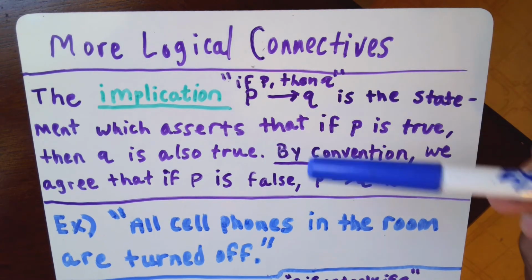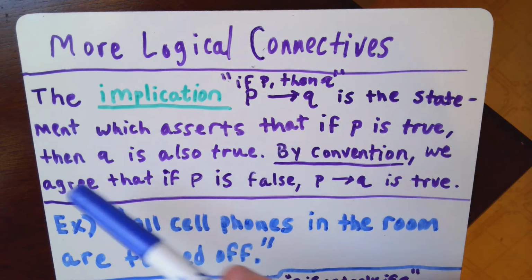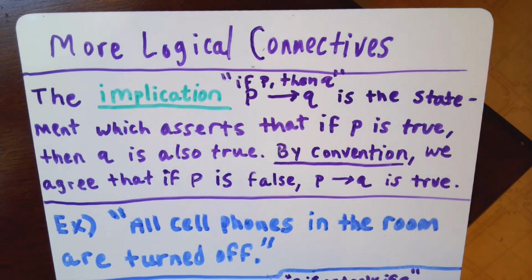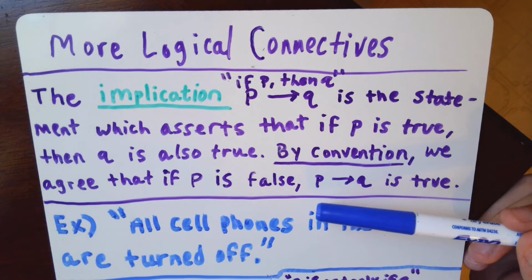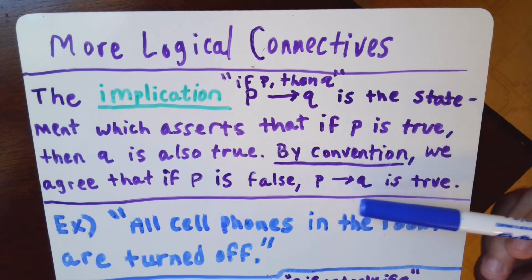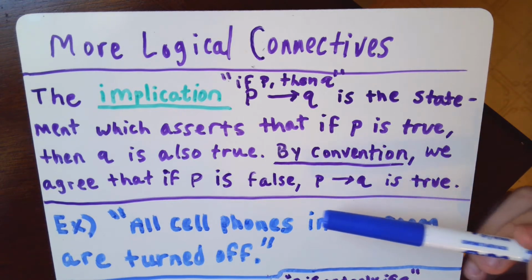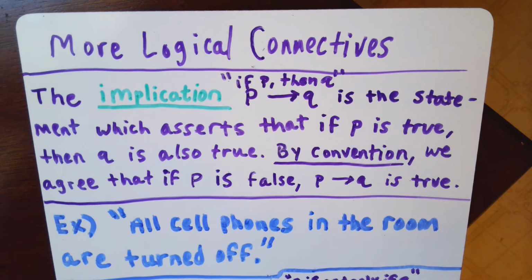It's the statement which asserts that if P is true, then Q is also true. That's what it means for P implies Q to be true. By convention, we agree that if P is false in this implication, we say that P implies Q is actually true.